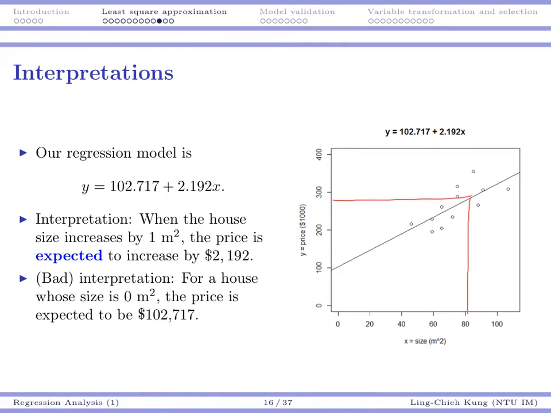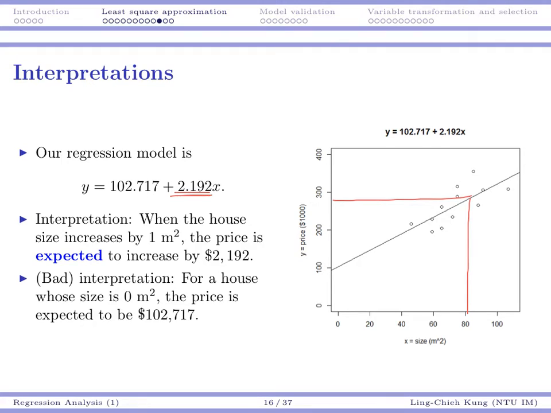With this formula, we can have one interpretation: when x increases by 1 unit, in this example 1 meter square, we expect the price to increase by 2192. So this particular coefficient helps us measure how one independent variable affects the dependent variable. The slope is 2.19, and the physical meaning is that when the house size increases by 1 meter square, the price is going to increase by around 2000 in expectation.